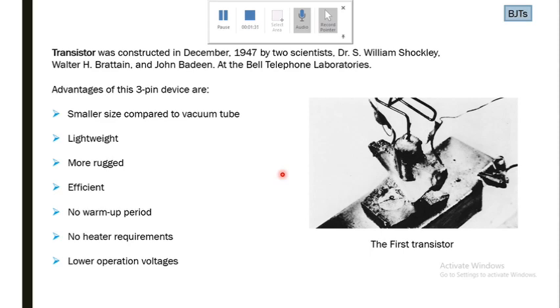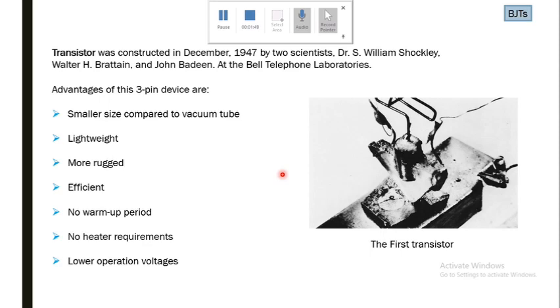The transistor was constructed in December 1947 in Bell Labs by the scientists Dr. William Shockley, Walter H. Brattain, and John Bardeen.